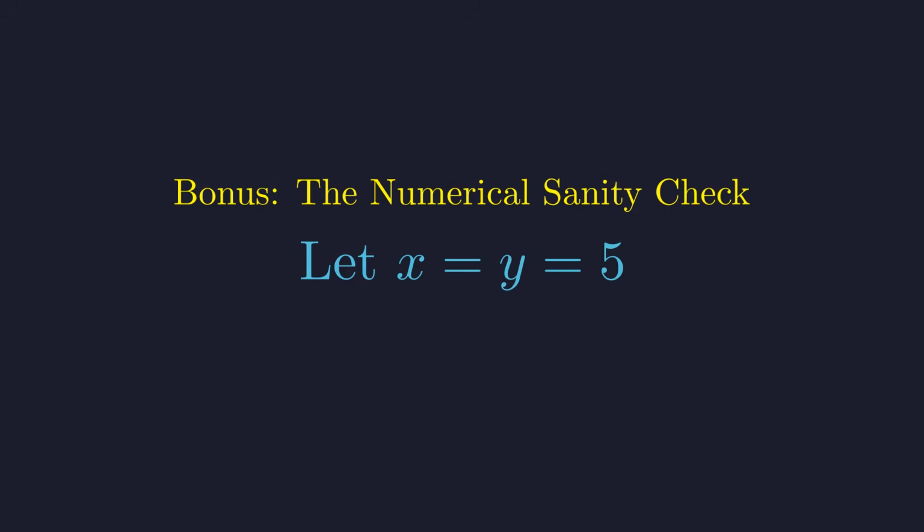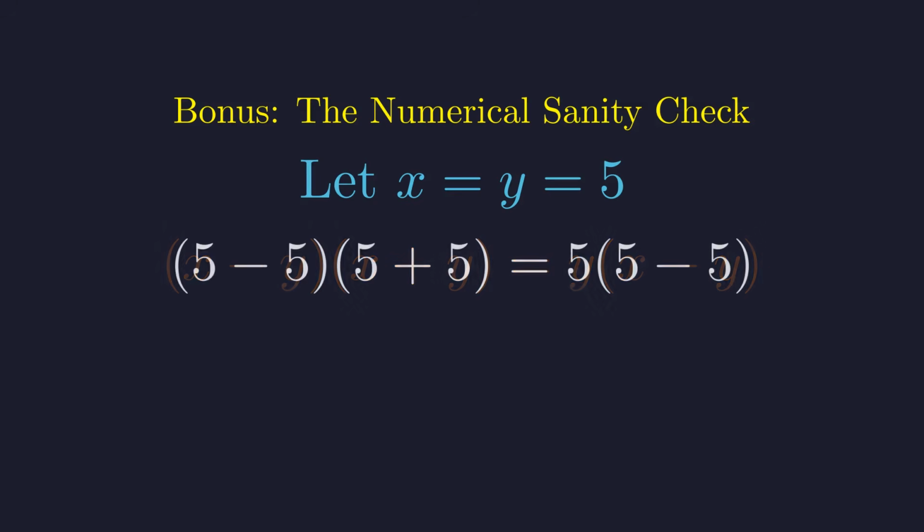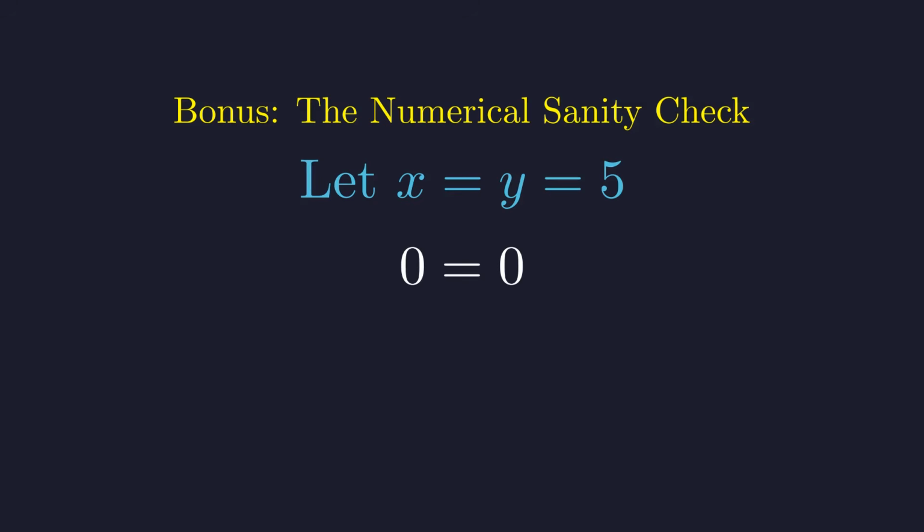Let's try a concrete example to see where this breaks down. Let's say both x and y equal 5. Let's go back to the step where we had the factored form. Now I'll substitute 5 for both x and y. So we get (5 minus 5)(5 plus 5) equals 5 times (5 minus 5), which simplifies to 0 times 10 equals 5 times 0. And both sides equal 0. This concrete example makes it clear that we're trying to cancel a factor of 0, which is where our proof falls apart.